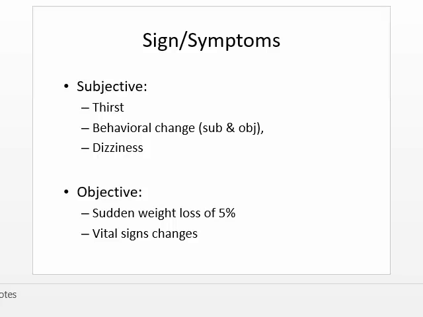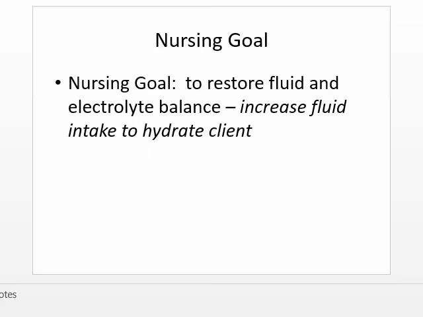So daily weights are your best indicator of fluid gain or loss, and in this individual you will see a decrease in the weight. So the nursing goal for these individuals is to restore fluid and electrolyte balance, increase the fluid intake to hydrate the patient. So you're going to have IV and blood products as ordered. You want to encourage the patient to take small frequent drinks by mouth. You're going to do daily weights and monitor the I's and O's.